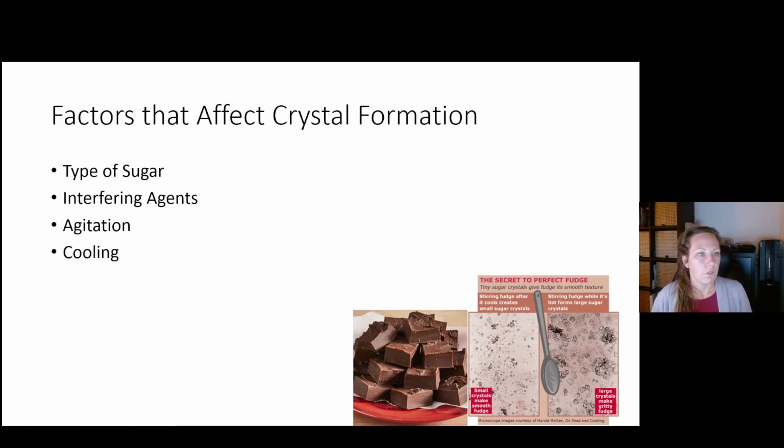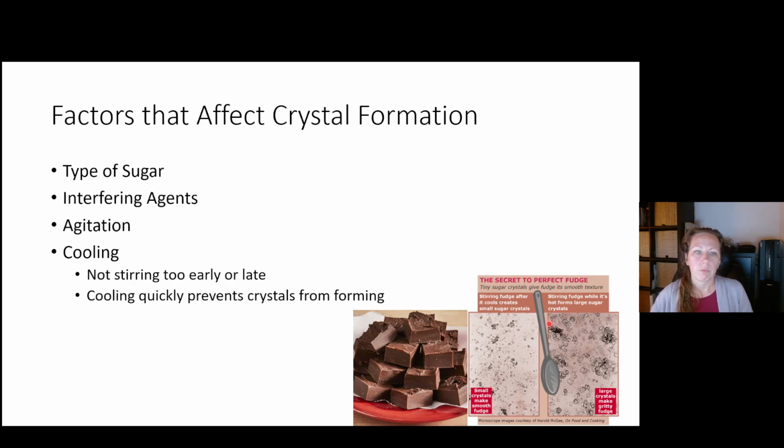Okay, fourth factor is cooling. One of the key things here is not doing that stirring that we talked about with agitation too early or late. And cooling quickly can prevent crystals from forming. I think the book mentions something about taffy candy, and it makes it sound like it is a crystalline candy. I'll find it.